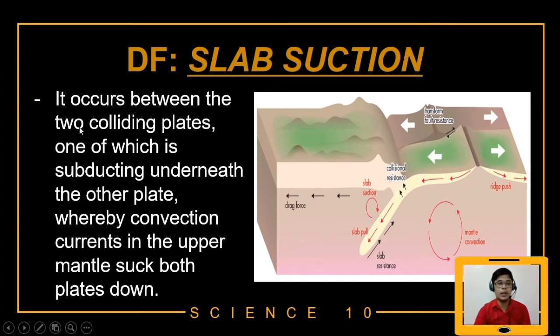So it occurs between the two colliding plates, one of which is subducting underneath the other plate, whereby convection currents in the upper mantle suck both plates down. So ito, pababa nga, di ba, nagkaroon ng separation or moving away of two tectonic plates, and this slab suction will occur. Okay, so magkakaroon dito ng slab suction wherein yung two colliding plates ay magkakaroon ng additional force or makikreate ng force na tinatawag natin na slab suction.